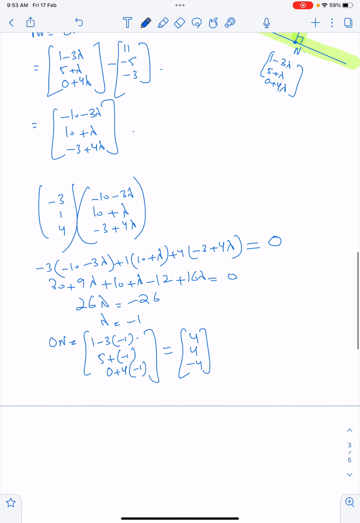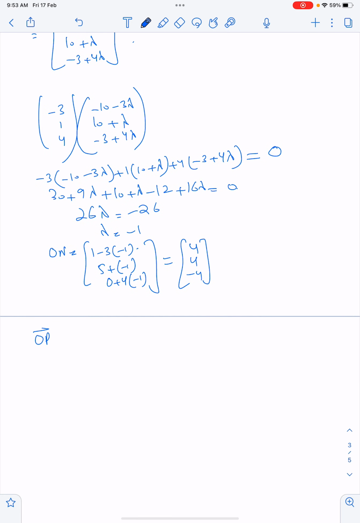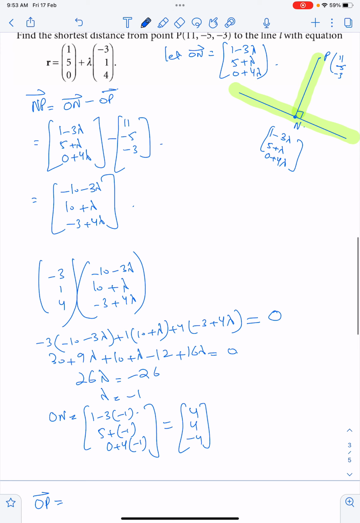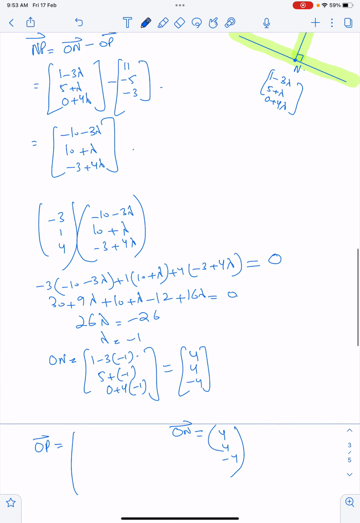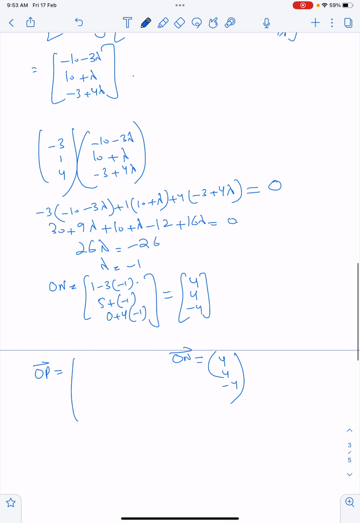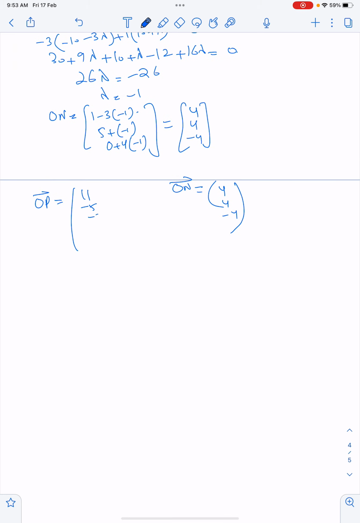Since I have OP and ON, I can apply the formula of distance. OP is (11, -5, -3) and ON is (4, 4, -4). Write it in the vector form: (11, -5, -3). Okay, let's find out the distance between the two.